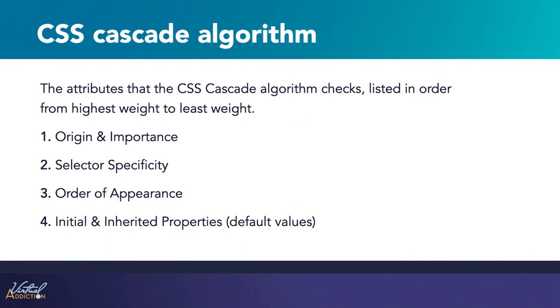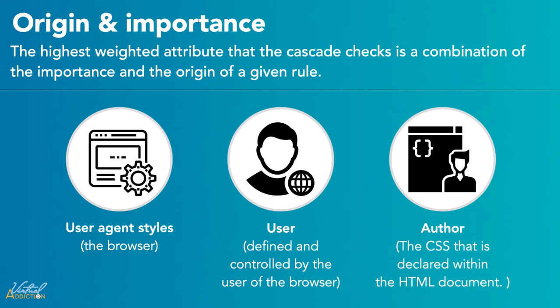These are listed in order from highest weight to least weight: origin and importance, selector specificity, order of appearance, and initial and inherited properties. The highest weighted attribute that the cascade checks is a combination of the importance and the origin of a given rule. As far as the origin of a CSS rule goes, there are three places that a rule can come from: the user agent. These are the default styles provided for the element by the browser.